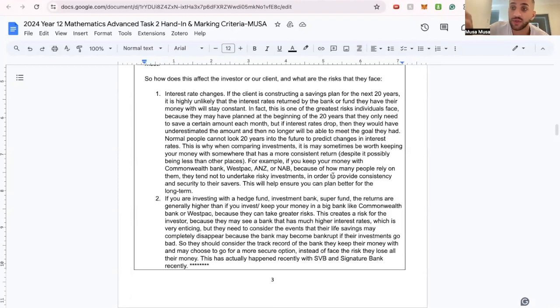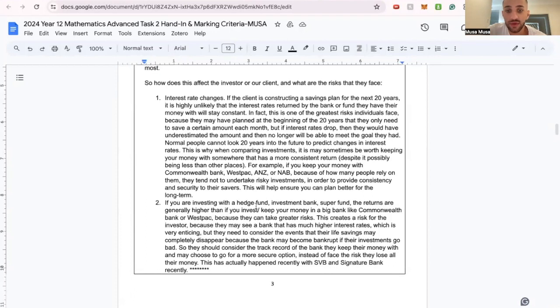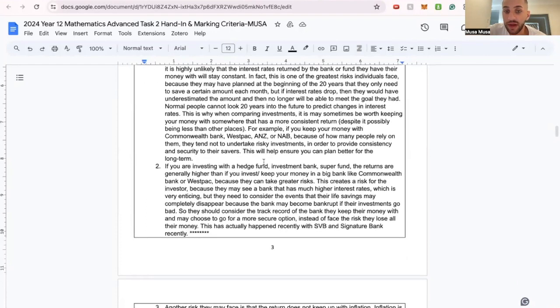And there are different investments which are made as long-term investments anyway. If you're investing with something like a fund or a hedge fund or a superannuation company, the returns are generally higher than if you invest or keep your money in a big bank like Commonwealth or Westpac, because they can take greater risks, kind of.